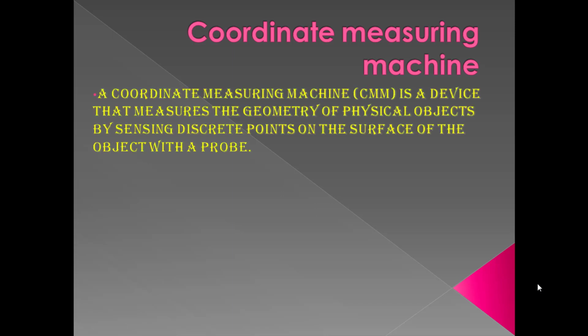A coordinate measuring machine is a device that measures the geometry of physical objects by sensing discrete points on the surface of the object with a probe. So I will explain what exactly the coordinate measuring device is. As you learned in the definition shown here, it measures the geometry of physical objects, like a pen and box, anything else, by the sensor, through the different structures that you will learn further.